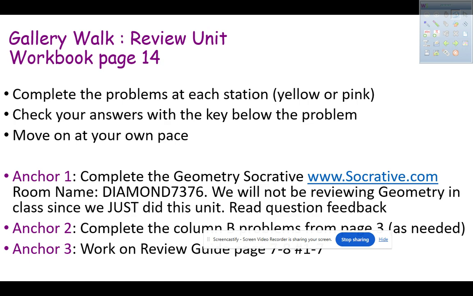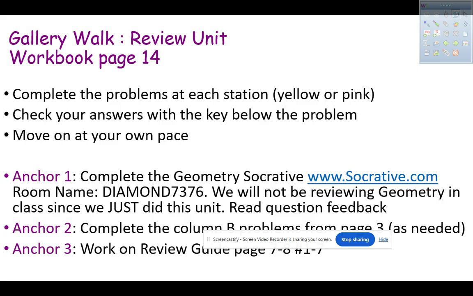This is exactly what the midterm looks like in the geometry. There are 9 multiple choice and 1 open-ended question on this Socrative. On your midterm, there are 9 multiple choice and 1 open-ended. So this is going to be your independent practice for geometry if you want it. It's going to be open now in class, but it's also going to be open when you're at home. So you've got that option.